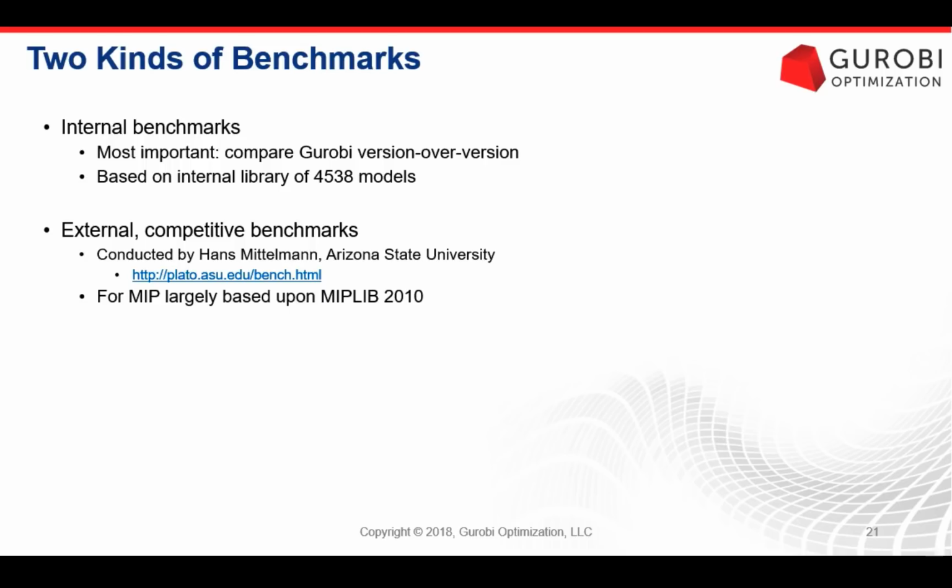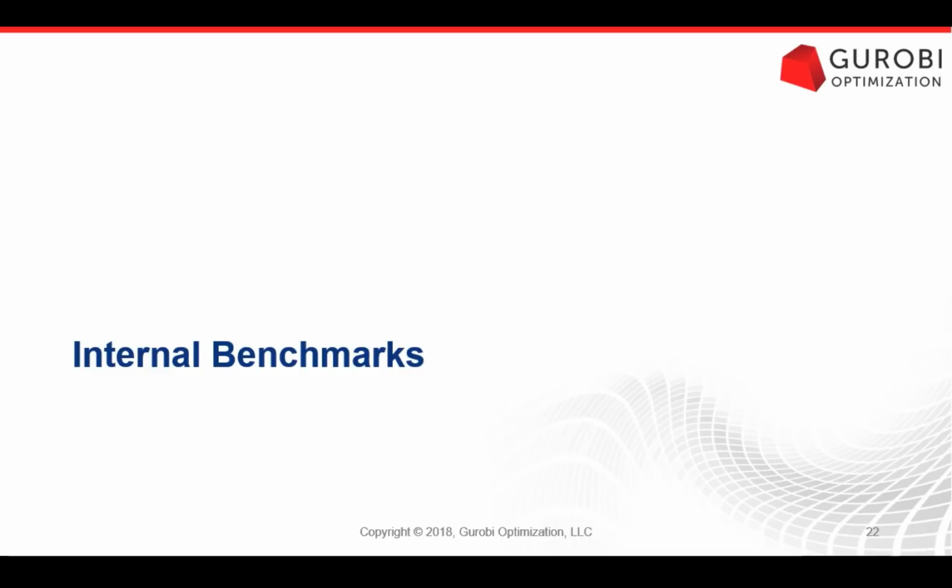So the point is that we put a lot more weight into the results from our internal benchmarks than we do in the results of these external benchmarks. So in the case of Gurobi 8.0, I'm actually not going to show the external results, mainly because we just released 8.0. Hans hasn't had a chance to run our code, and so these external benchmark numbers just aren't available yet. So let's look at performance results for our latest release using our internal benchmark set.